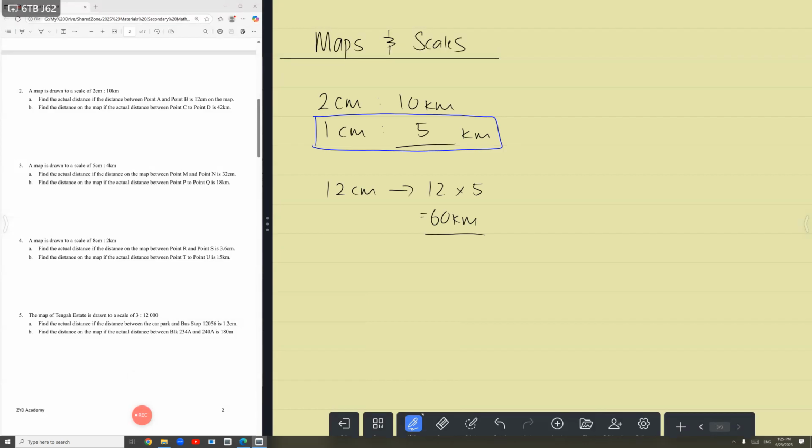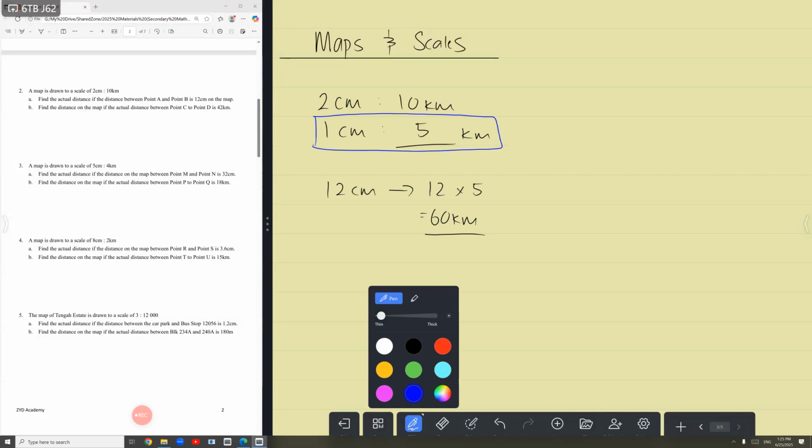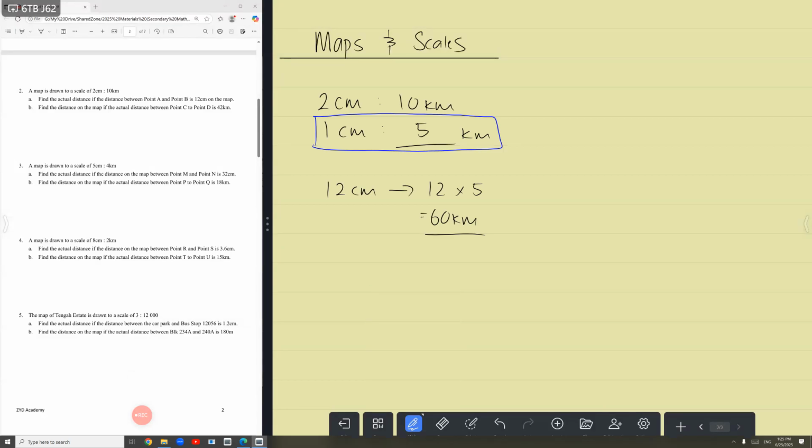Next, now they ask you to find the distance on the map if the distance between point C and D is 42 kilometers. So this is what I would want you all to try to do, make it a habit. So now we're going to flip this scale. 5 km is 1 centimeter, and find out what is 1 km. So 1 km is just 0.2 centimeters.